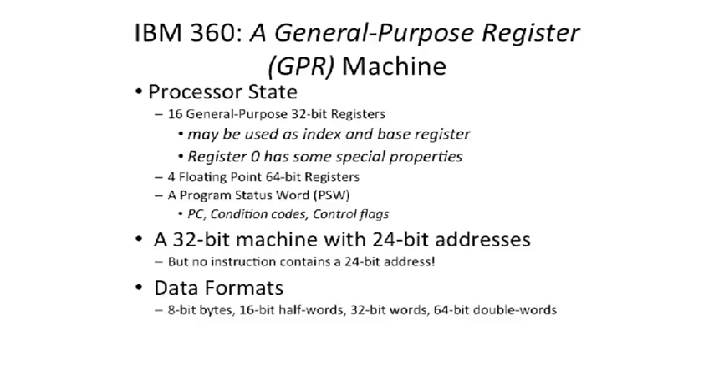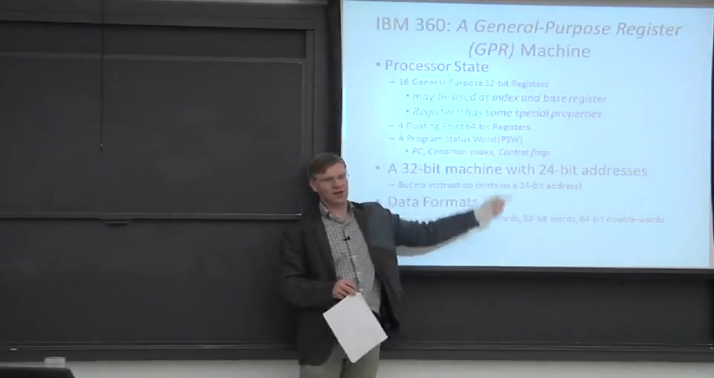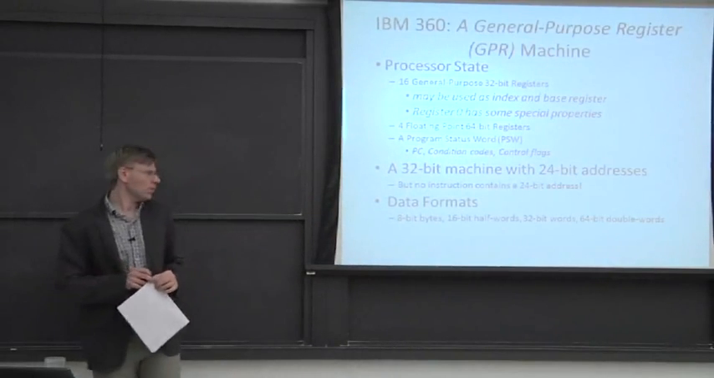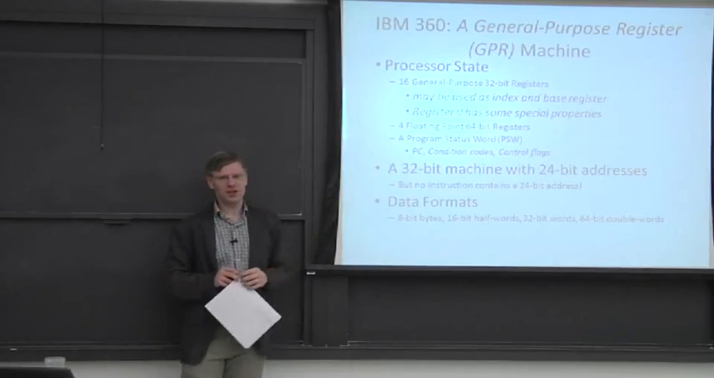So the IBM 360 is a general purpose register machine, and we'll talk more about that later in this lecture. But to give you an idea, this is what the programmer saw or what the software system saw. This isn't what was actually built in the hardware, because that would be a microarchitecture constraint. But the processor state had 16 general purpose 32-bit registers. It had 4 floating point registers. It had condition codes and control flags. And it was a 24-bit address machine.